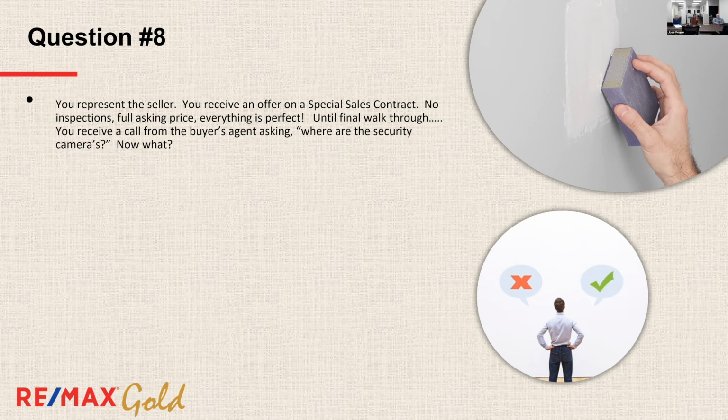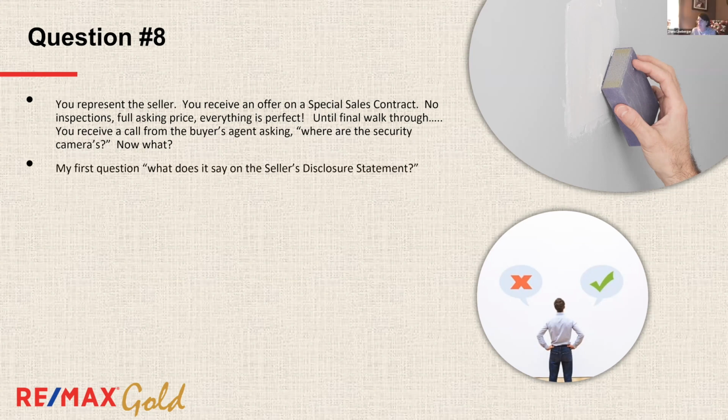So you represent the seller, you receive an offer on a special sales contract. There's no inspections, it's full asking price, everything is perfect until the final walkthrough. You receive a call from the buyer's agent asking where are the security cameras? Now what? Contact the listing agent, contact the sellers and say that that's part of the sale.